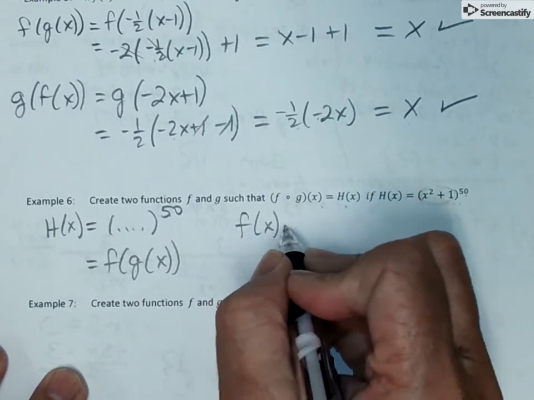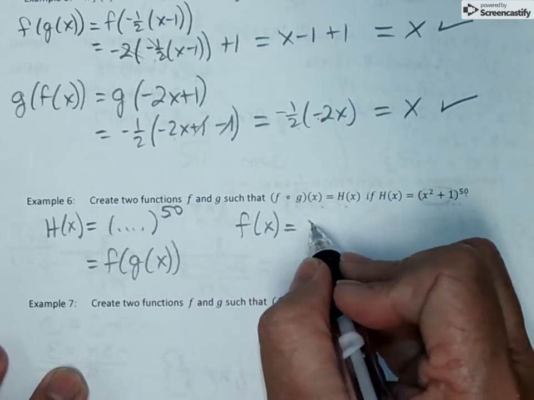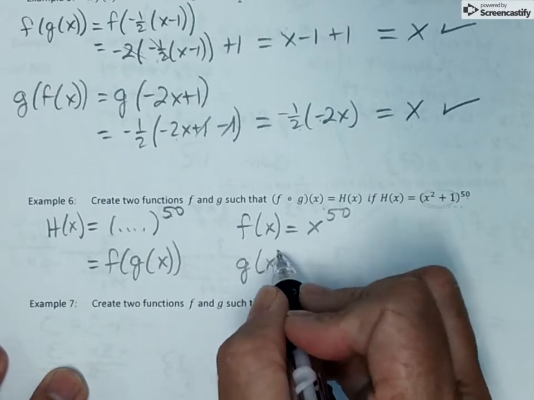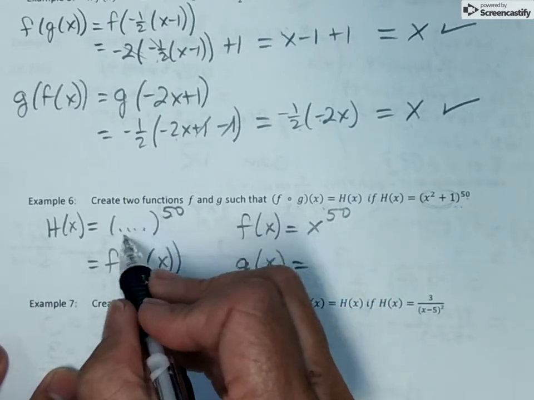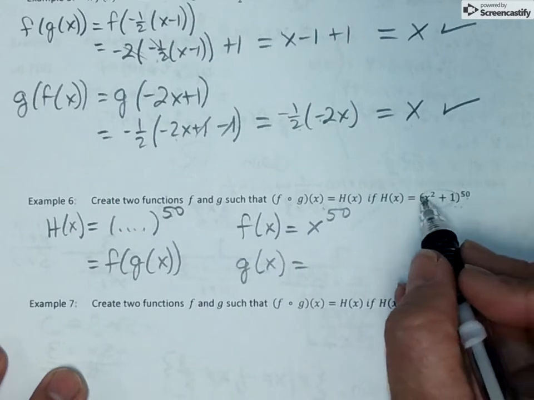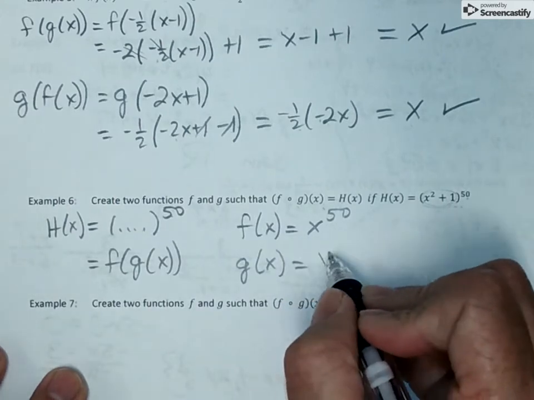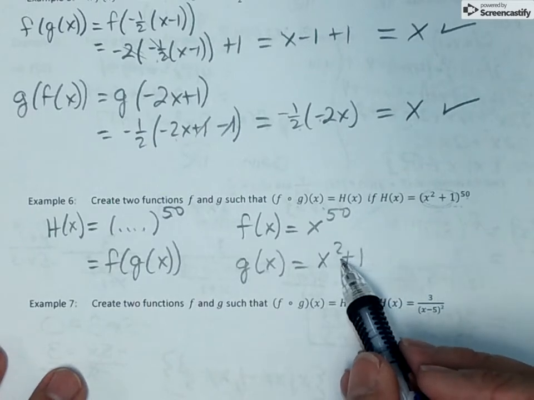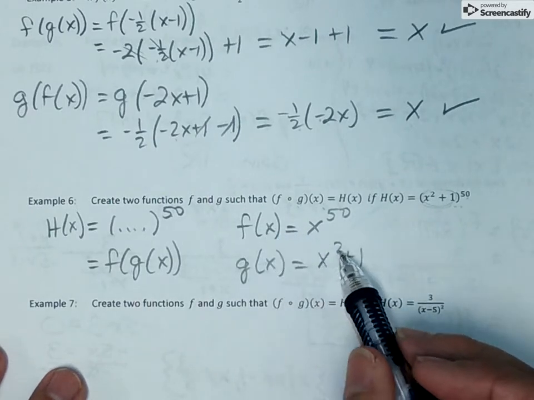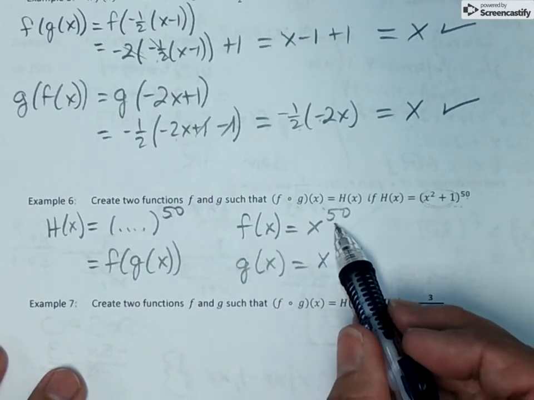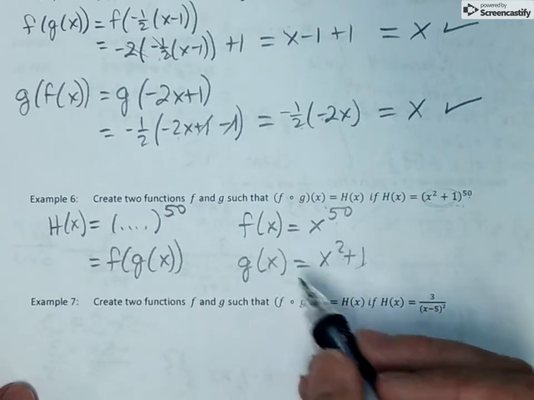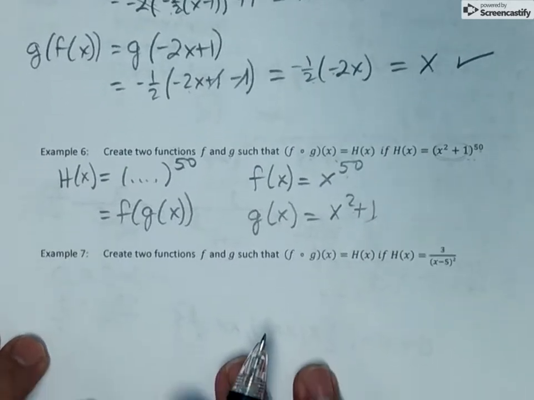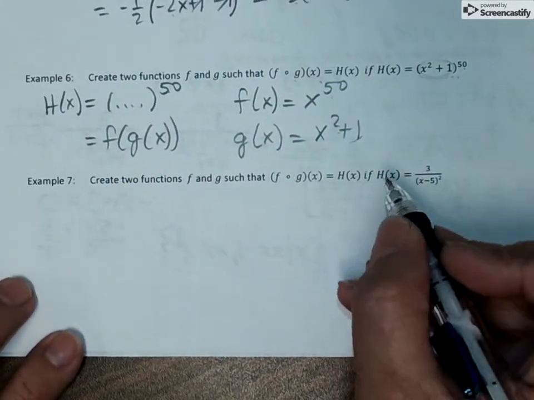So I'm going to say f of x equals, takes your input and raises it to the 50th power. So g of x has to be what I want in here. So in this case, I want that to be x squared plus 1. So if that is put into this function, we would take all of this and raise it to the 50th power. So those must be an f and a g that would give me the h of x I want. Okay, let's do another one.